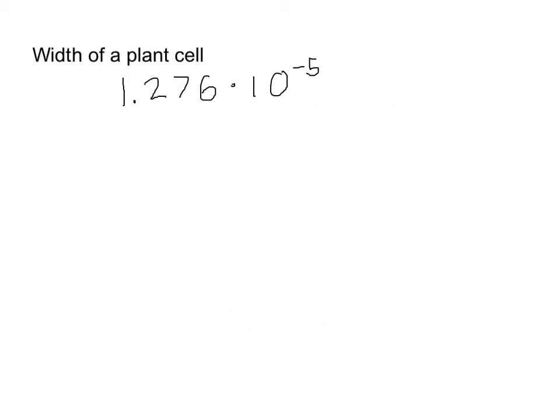We also know that scientific notation makes it very easy to express very small numbers. In this example, we're expressing the width of a plant cell, which you could imagine is very small. We would have to zoom into the plant and look at its cells. The plant cell is right here expressed in scientific notation. 1 and 276 thousandths being multiplied by a base 10 with a negative exponent 5.